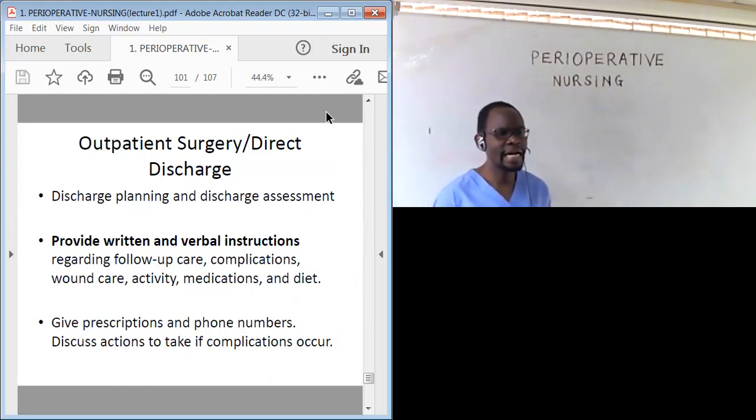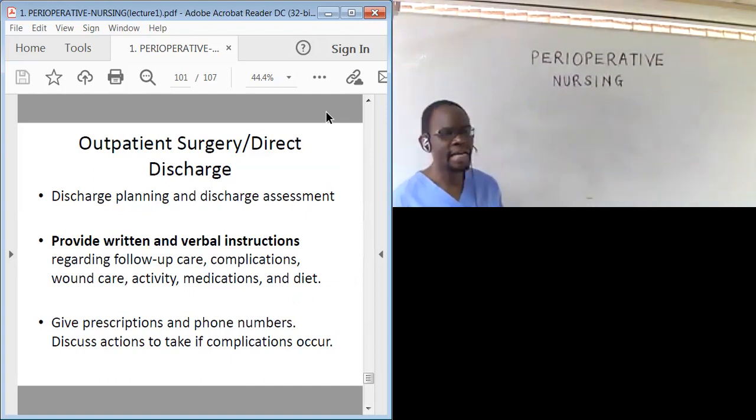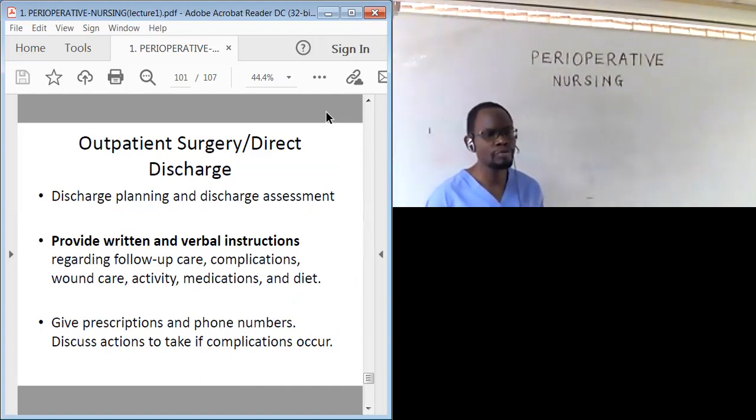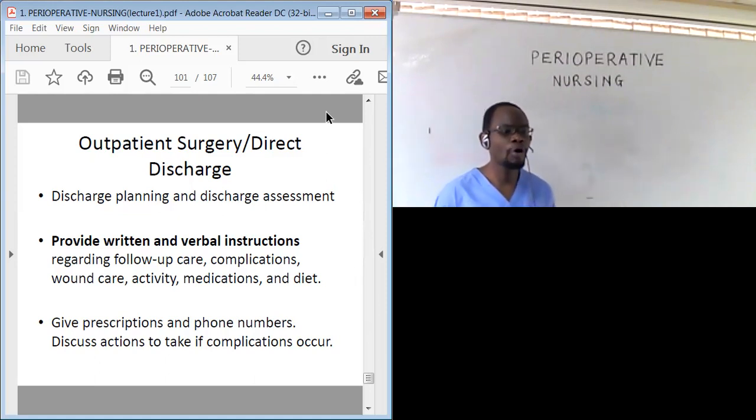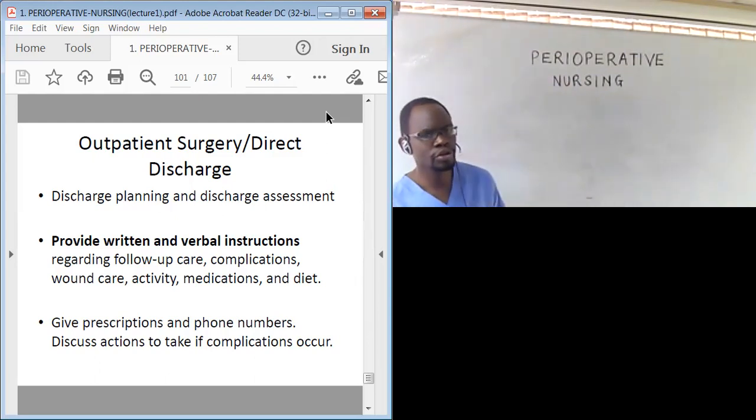So, discharge planning and discharge assessment. Provide written and verbal instructions. If the patient is going to be discharged, provide written and verbal instructions on follow-up care, complications, activities, and medications that the patient should be on. Now, these are basically done by the surgeon. The role of the nurse in this context is to reinforce. Then give prescriptions and phone numbers, and discuss actions to take if complications occur.